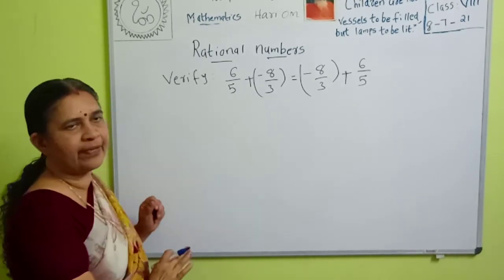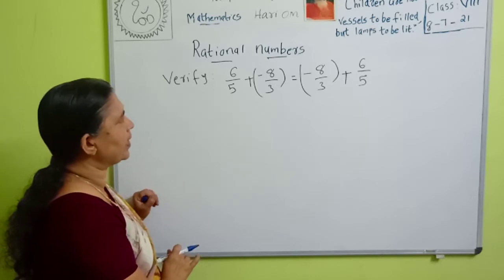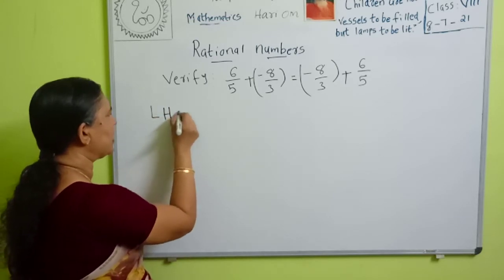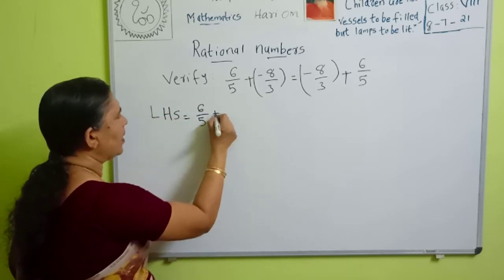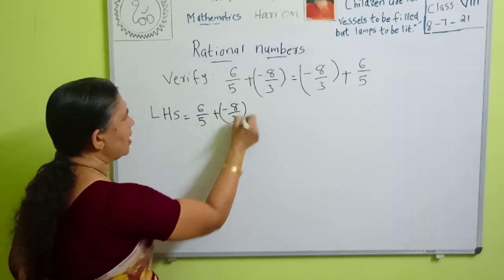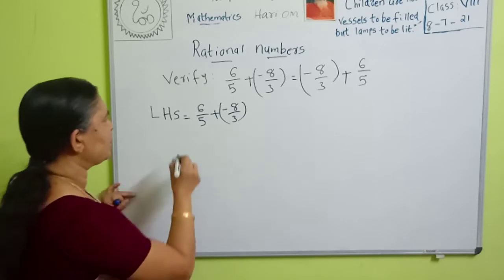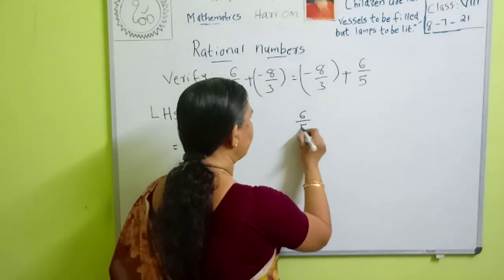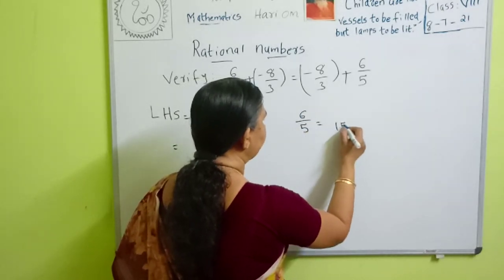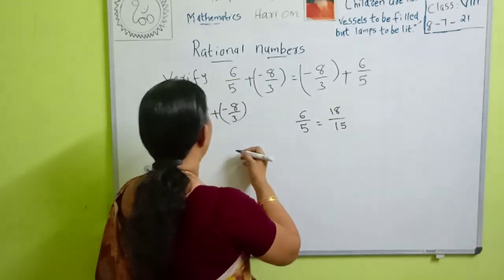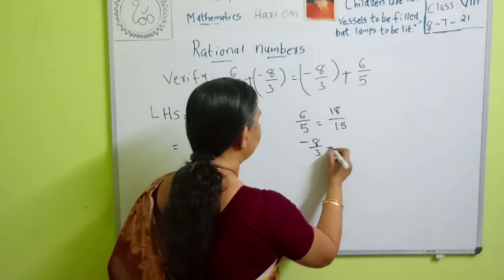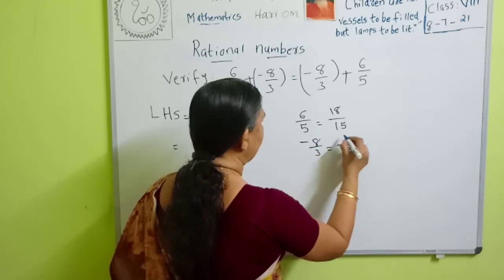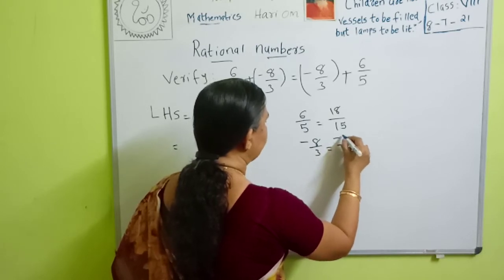Next question. Verify 6 by 5 plus minus 8 by 3 is equal to minus 8 by 3 plus 6 by 5. First we can simplify the LHS. What is the LHS here? 6 by 5 plus minus 8 by 3. What is the LCM of 5 and 3? 15. So 6 by 5 is equal to, here 5 into 3 is 15, then 6 into 3 is 18. Then minus 8 by 3 is equal to, 3 into 5 is 15. Then what is the numerator? Minus 8 into 5. That is equal to minus 40.